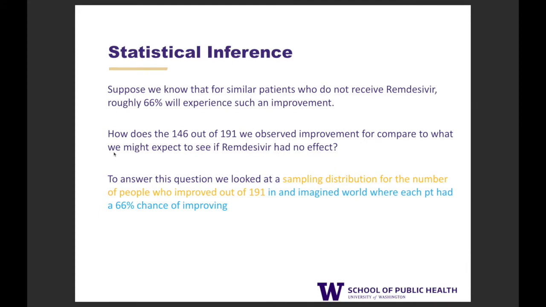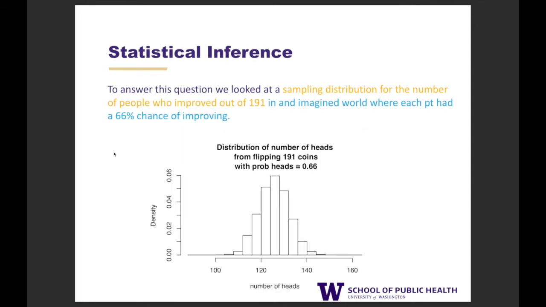To answer this, we looked at a sampling distribution for the number of people out of 191 who improved, and we did this in an imagined world where each patient had a 66% chance of improving. This is the world we imagined corresponding to our null hypothesis. We looked at that sampling distribution and compared it to our actually observed 146 out of 191 patients improving. We'll engage with why some of the text is yellow and some is blue in a moment. So again, this was the sampling distribution that we looked at.